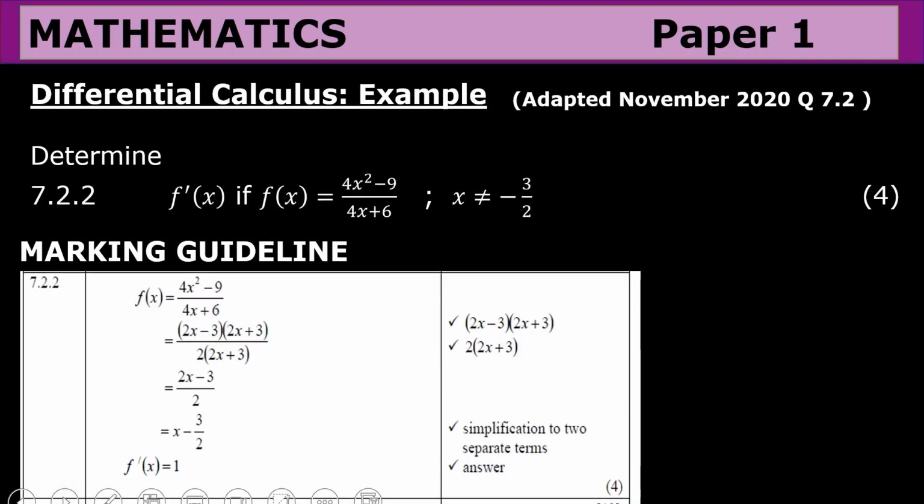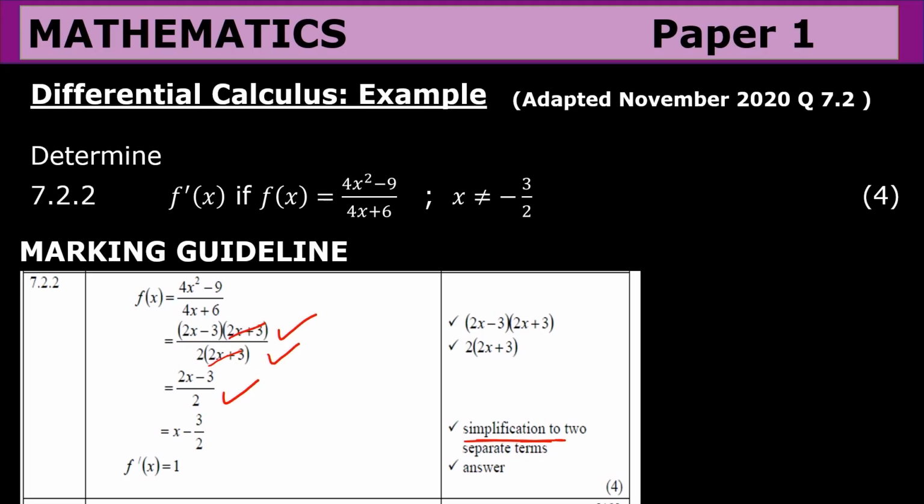Moving on to the next one, it's also requiring us to find the derivative. So here we've been given f of x, and the first thing we're going to get a mark for is for factorizing. So here you had to see that you need to factorize both the numerator and the denominator. Now after factorizing, you would have seen that of course we can divide things that are the same there, or we can cancel out, leaving us with a simplification of those two separate terms.